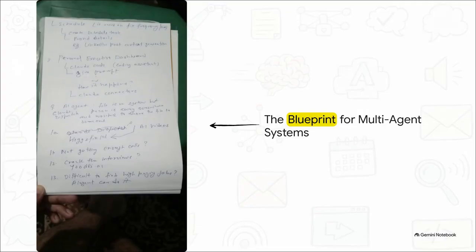Well, the solution lies in building a personal executive dashboard powered by Claude. See, this isn't just a standard chatbot anymore. It is a true multi-agent system. Basically, that means it's a network of highly specialized AI assistants that talk to each other to manage your entire digital life around the clock.